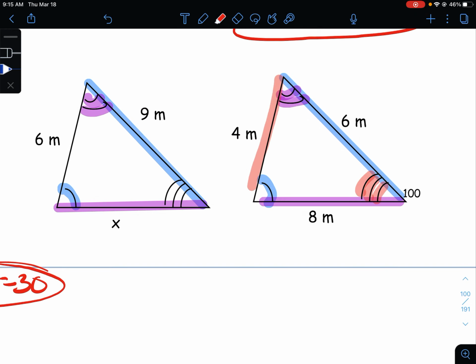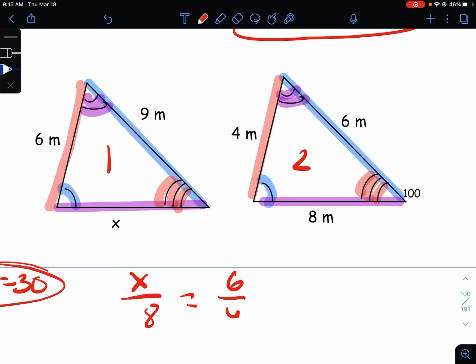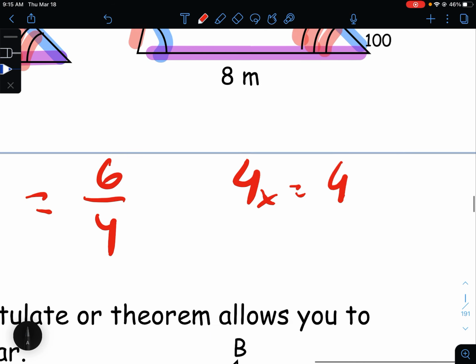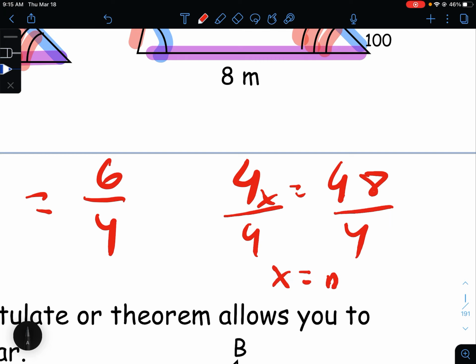And these angles and this side go together. All right. So we definitely want to make sure that we put an x in there because we're trying to solve for x. So we've got 1 and 2. So let's do x over 8 equals, we'll say 6 over 4. So you're going to cross multiply, you get 4x equals, and then 8 times 6 gives you 48. Divide by 4 and you get x is 12.